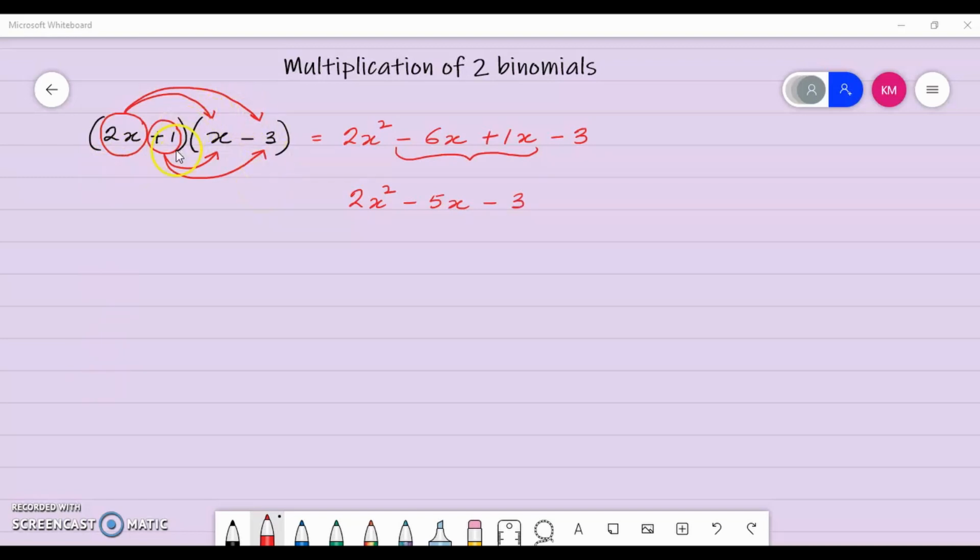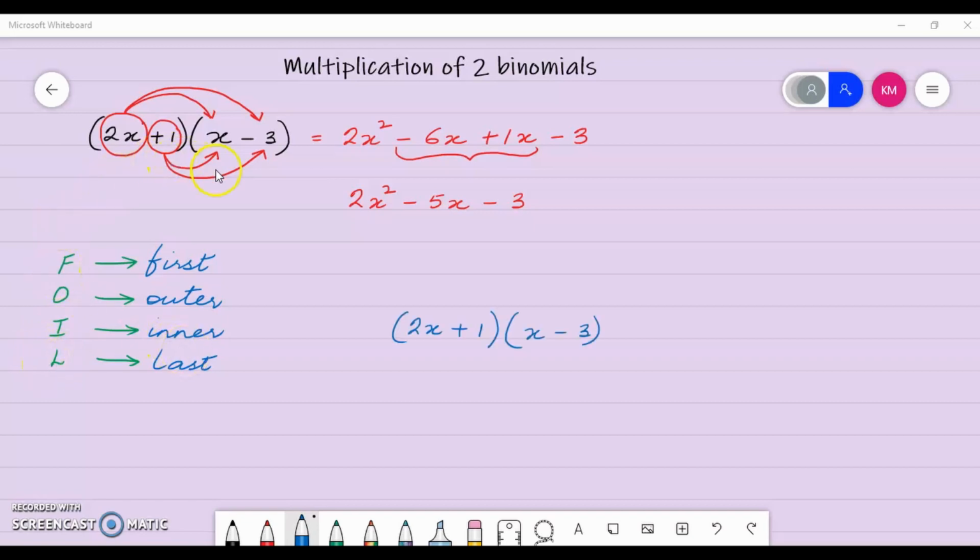Now, there's an easy way to remember which term needs to be multiplied by which term and in what order. There's an acronym called FOIL, and it goes like this. F stands for first, O outer, I inner, and L last. So I wrote back my binomials here, and let's apply this FOIL to our binomials.